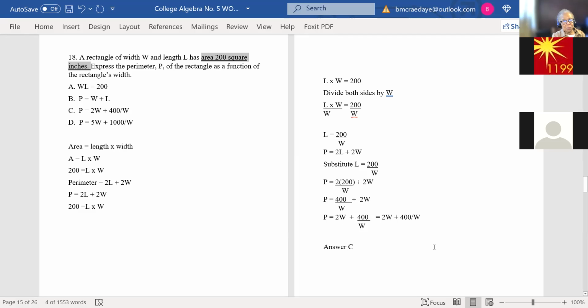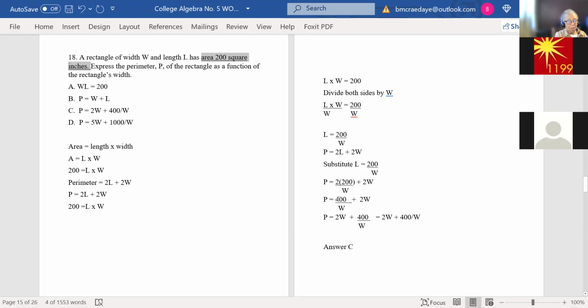Latoya, no. You understand what you had to do then? Yeah. Okay, so you needed the two formulas. You needed the area one to solve for L in terms of W. You use this formula to get this L is 200 divided by W, right? Then you can substitute that in the perimeter formula, 2L, which is 200 over W, plus 2W.